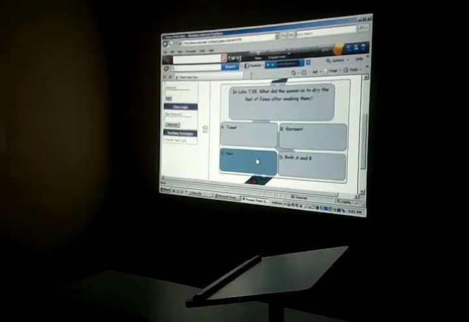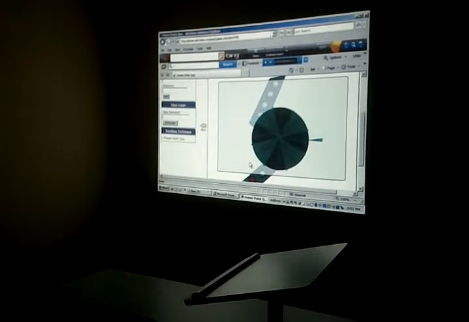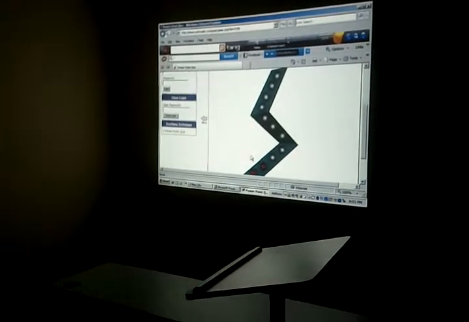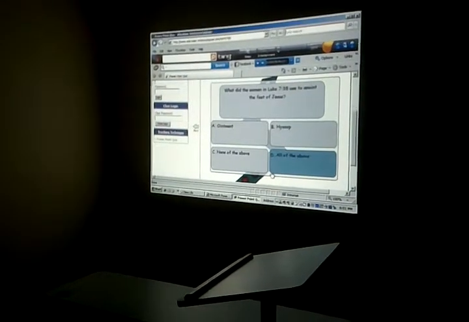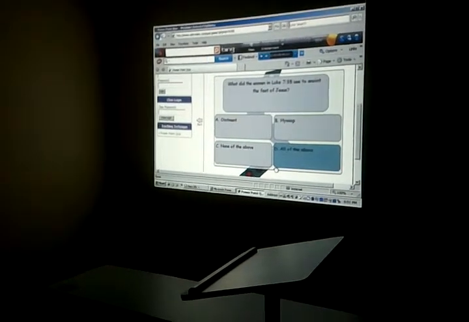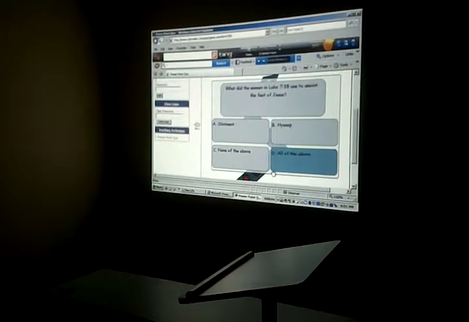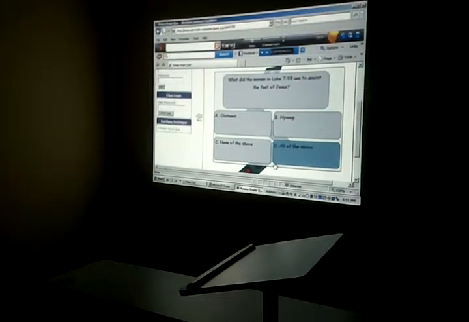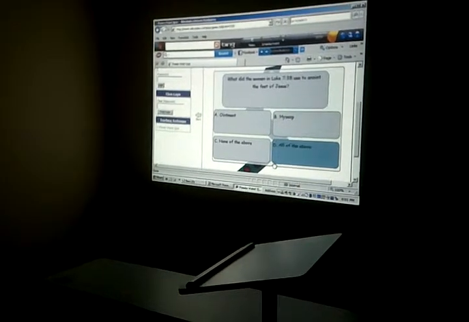C. Correct. Let's see how far we advance. Got two places. Let's play again. What did the woman in Luke 7:38 use to anoint the feet of Jesus? A, ointment, B, hyssop, C, none of the above, D, all of the above.